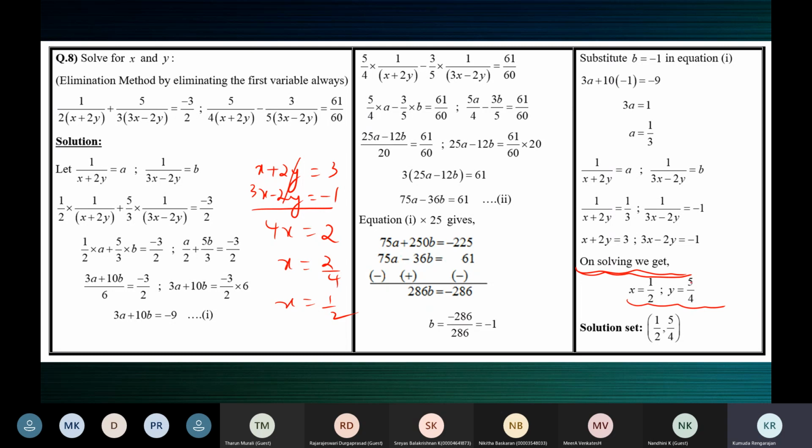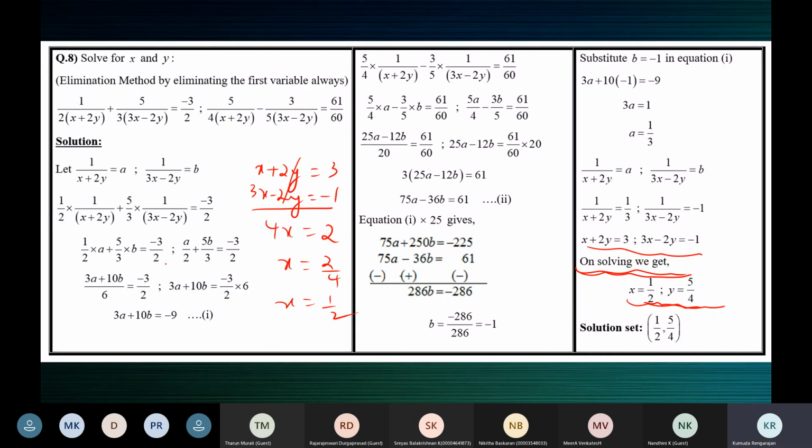I have not solved it. You just have to solve these two equations and find the values of x and y. So x is equal to 1 by 2 and y is equal to 5 by 4. As Nandini said, you'll have to substitute this value of x in one of these two equations.